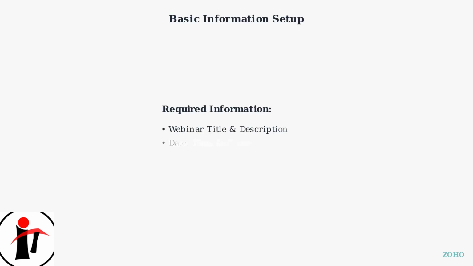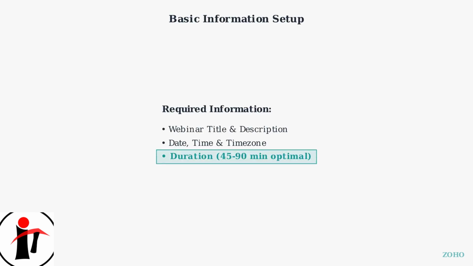Next, you'll set up the basic information for your webinar. This includes the webinar title and description, date and time settings with time zone configuration, and duration. For optimal engagement, it's recommended to keep webinars between 45 to 90 minutes.